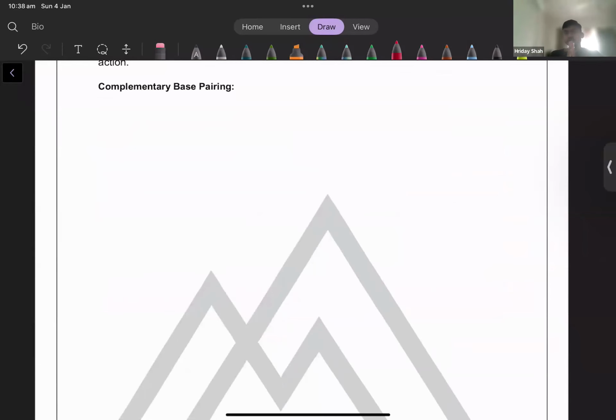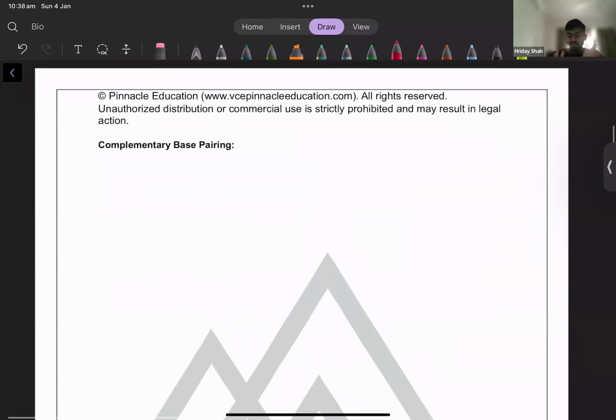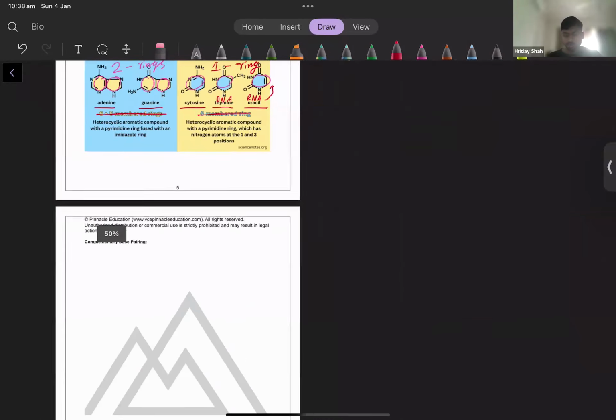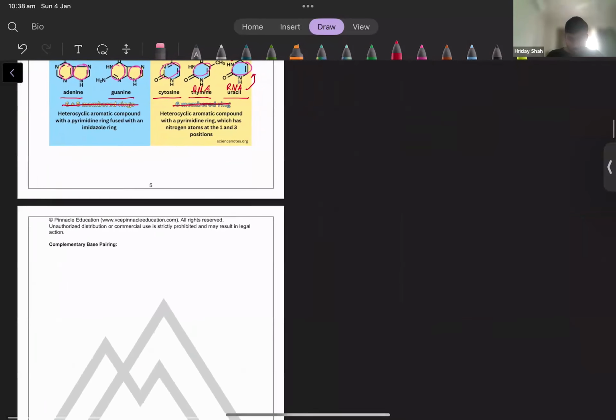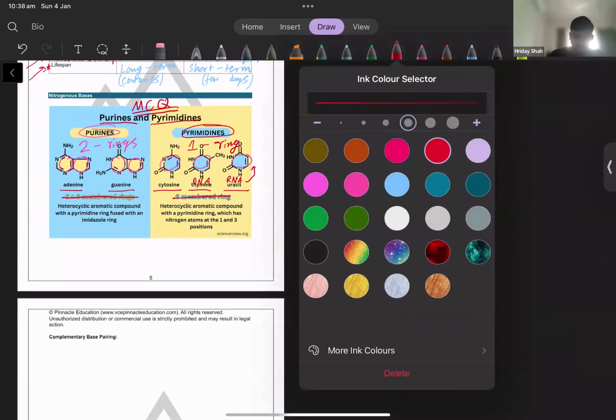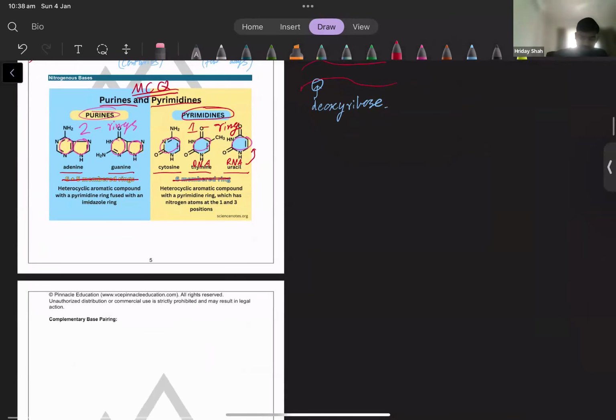Okay. So now that we've covered nitrogenous bases and what they mean, we can look at how they go together. What we have is this idea of complementary base pairing. What that means is the types we just called purine and pyrimidine go together. So a purine will bond with a pyrimidine.